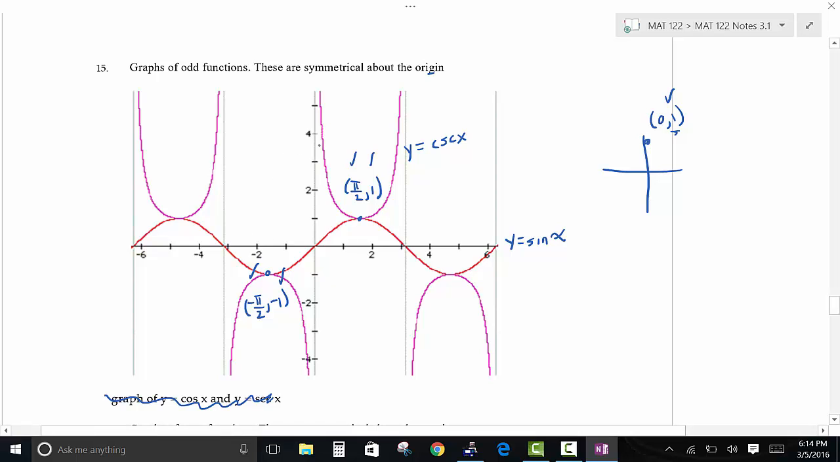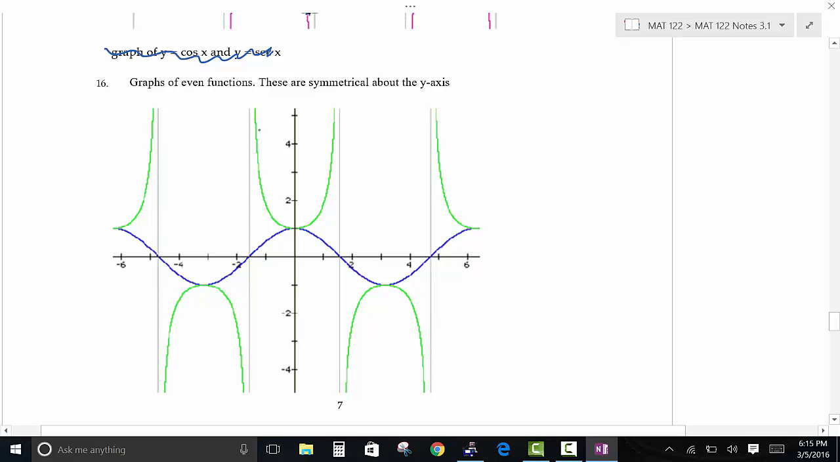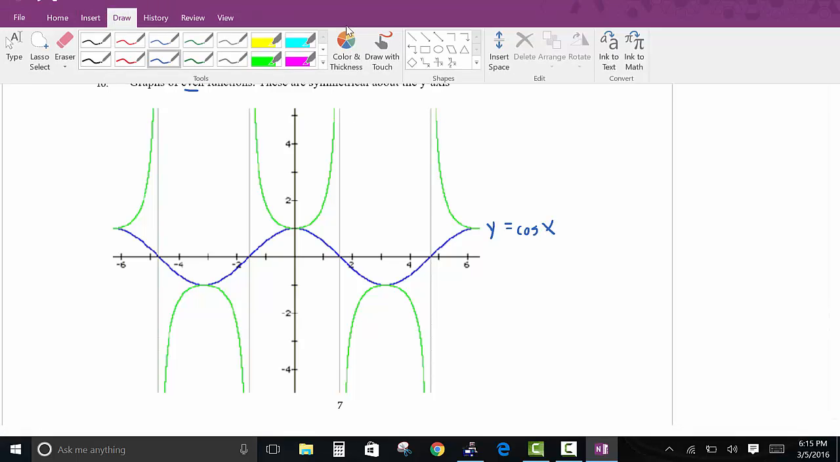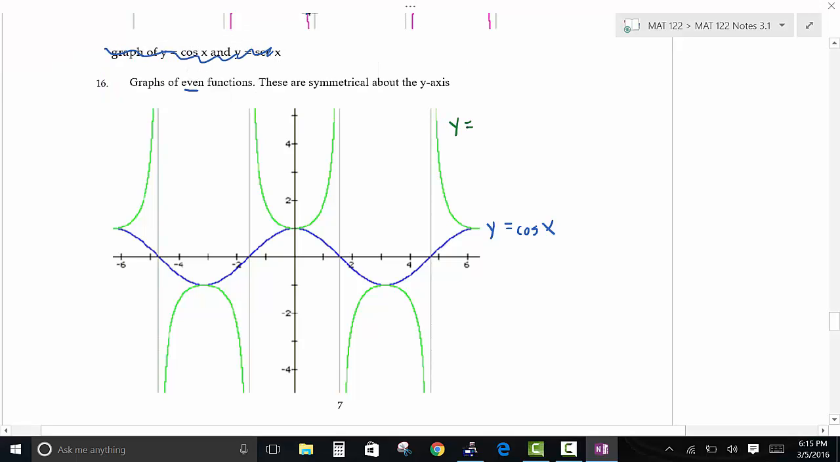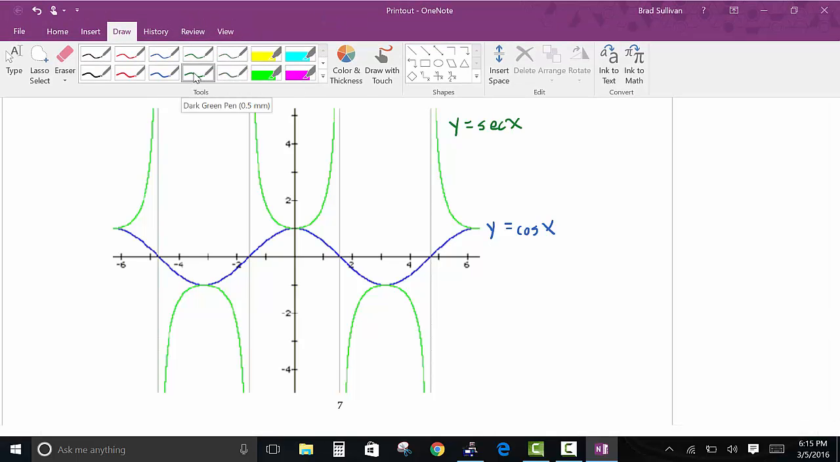You can think of taking a point and moving it over the y-axis, then over the x-axis, and it should basically match up. So that would be an example of odd functions. So the sine and cosecant are odd functions. You can tell by looking at the graph. Okay, this next one is a couple of even functions. This is the graph of the cosine, the one in blue, and the one in green, of course, would be y equals secant of x, and these are even functions. These are the only two even trigonometric functions.